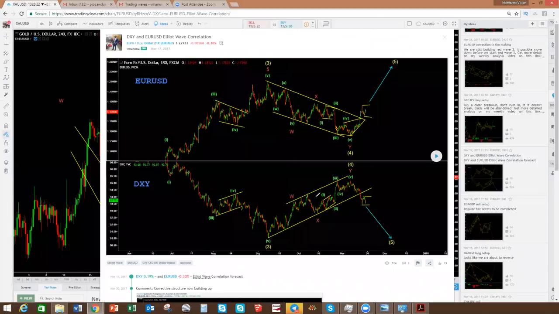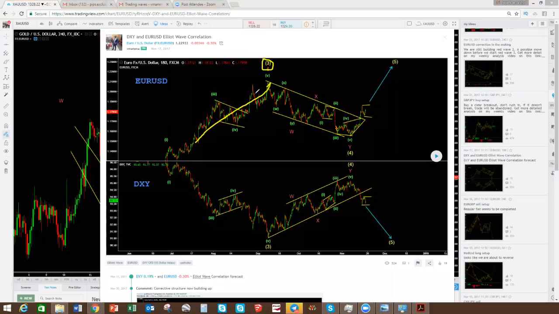I always start with this one because it's a nice indication of the correlation between Euro US dollar and the dollar index. We've been following this chart for the last couple of months, this correlation like this. Right, so we are on wave 3 on Euro US dollar and wave 3 on the dollar index. Obviously, these pairs are inversely correlated, which means the DXY does completely opposite what the Euro US dollar pair does.